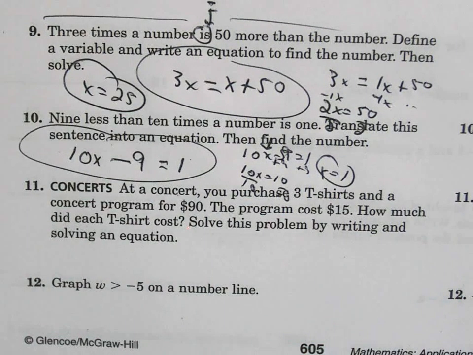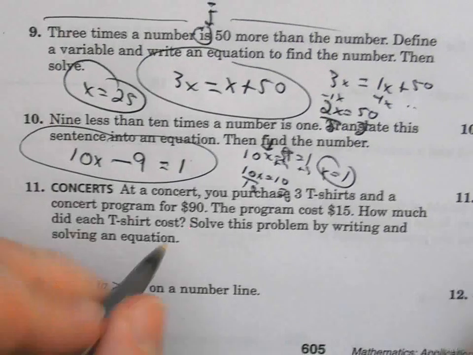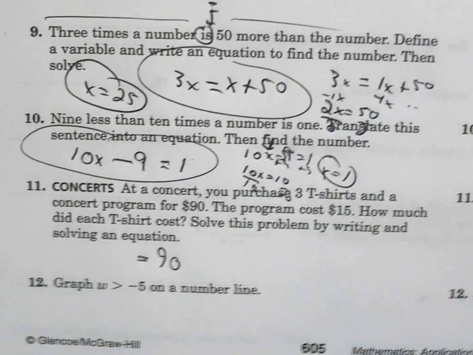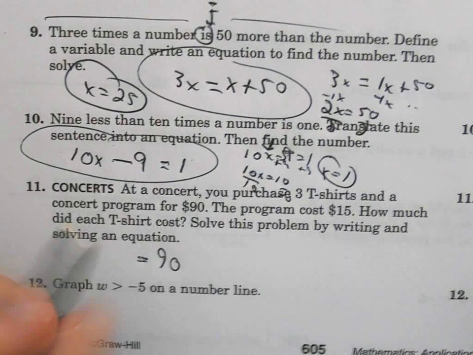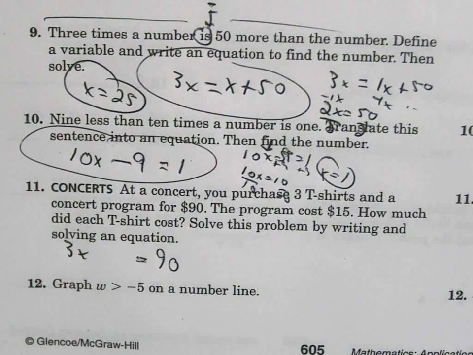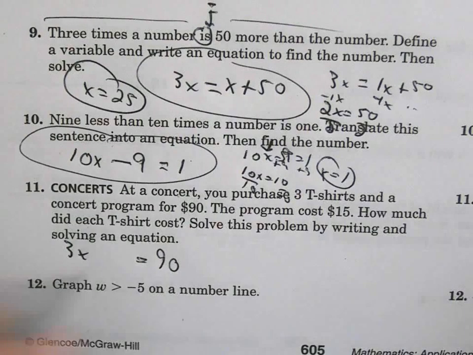Last question in this section, concert. At a concert, you purchase 3 t-shirts and a concert program for $90. The program cost you $15. How much did each shirt cost? Solve the problem by writing and solving an equation. Okay, how much total money did you spend? 90 equals 90. How many t-shirts did you buy? Do we know how much each shirt is? No, call it 3x.